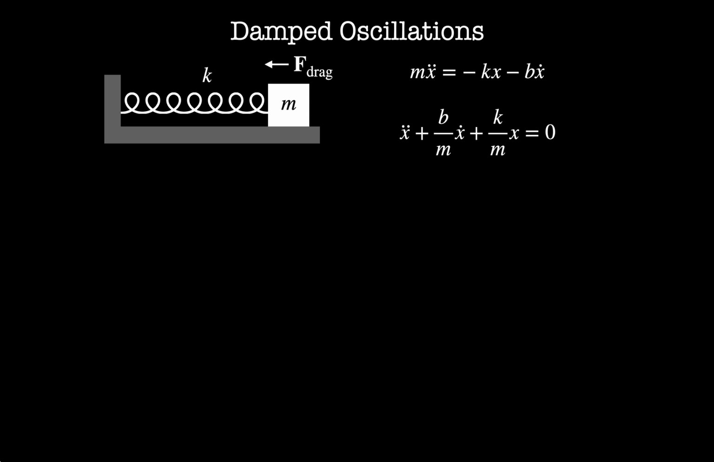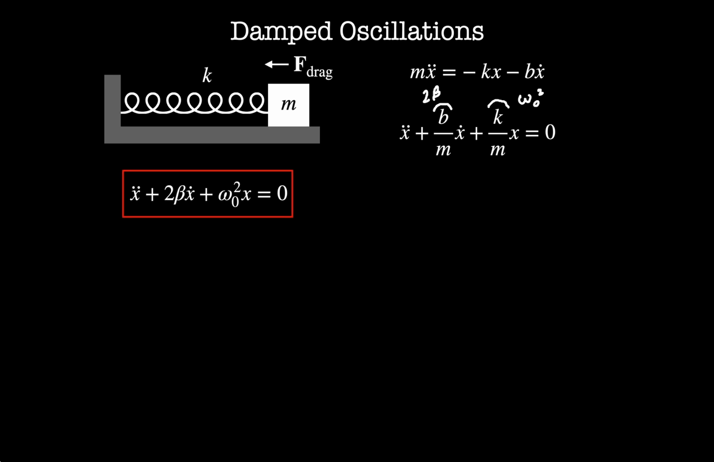And to make our lives a little bit easier, I'm going to simplify these terms with some notation. So this b over m, I'm going to call 2 beta, and k over m, we're going to call omega naught squared. So root k over m is the frequency of the oscillation in the absence of drag. So that means that I can rewrite the equation as x double dot plus 2 beta x dot plus omega naught squared x is equal to 0.